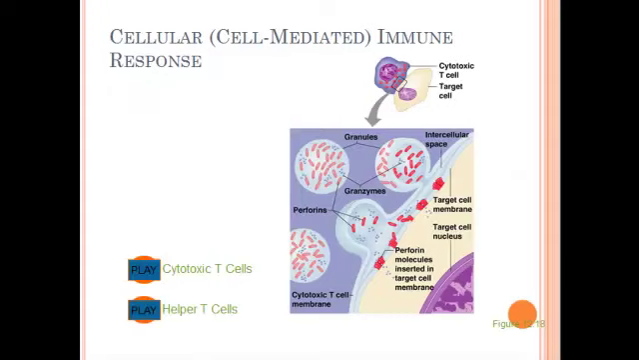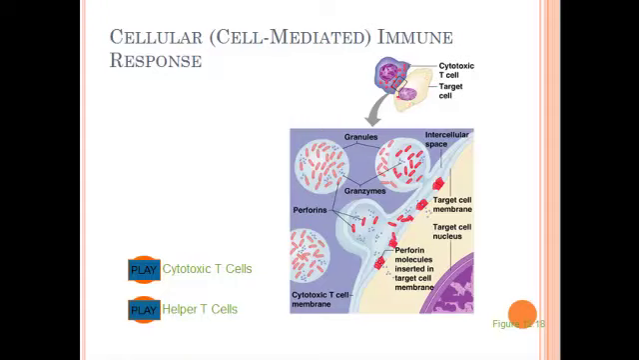So let's watch a little animation now about how cytotoxic T cells work, and also how helper T cells function as well. You can see in this little picture here what's going to be happening. We have a picture of a cytotoxic T cell coming and attaching to a disease cell or some sort of affected cell.